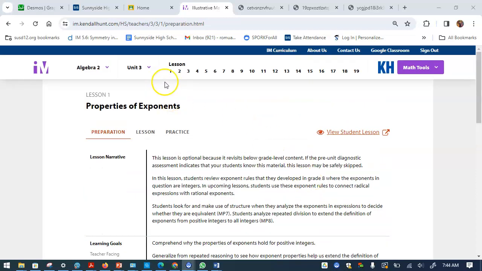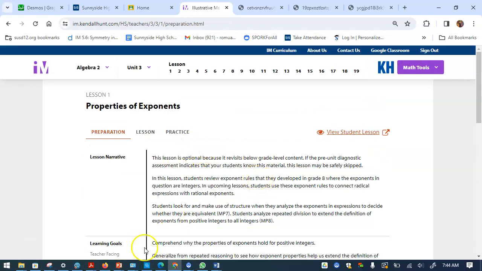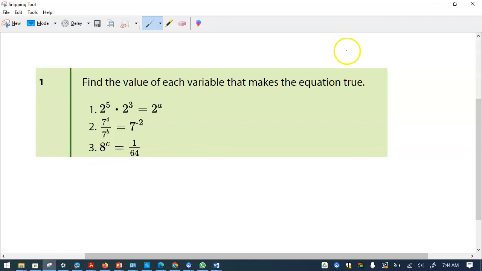So you see, this is Unit 3, Lesson 1, and it is about properties of exponents, the continuation of Algebra 1. So how to use integer exponents, and I can evaluate expressions with integer exponents. So I will go straight away to solve practice problems, the first problem here.